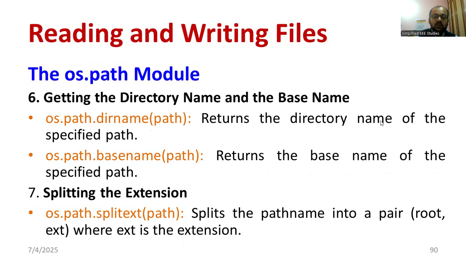Next, getting the directory name and base name: os.path.dirname, then pass the argument, and it returns the directory name of the specified path. Similarly, if I want the base name, os.path.basename, then pass the argument, and it returns the base name of the specified path. Splitting the extension, what you can do is os.path.splitext, path, pass the argument, then it splits the path name into a pair, root and ext, where ext is the extension.